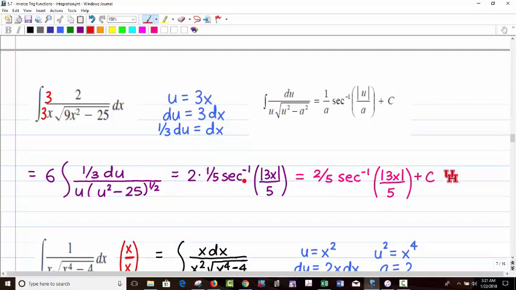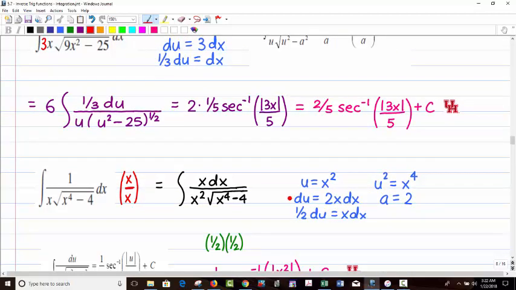So it's 1 over 5 sec inverse, or arc sec, whatever. Go ahead and use absolute value because the formula has it. Absolute value of u. So it's the absolute value of 3x over that a, which is 5, and then plus c. And then all I did here was just combine the 2 times 1/5 to give it 2/5.